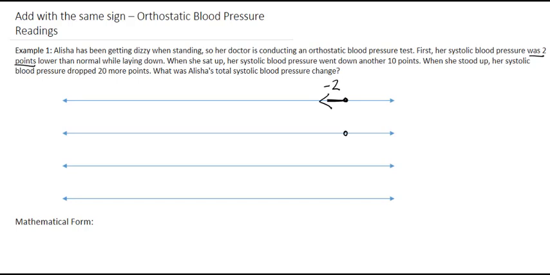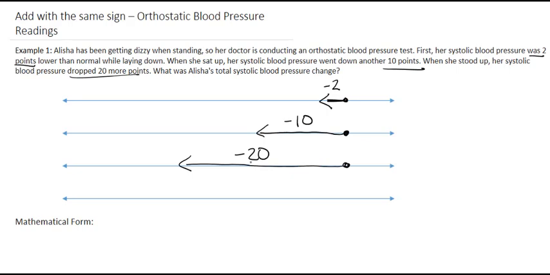Then we have another arrow to represent the 10 points. So we'll start at the same point, but this time we're going to draw a bigger arrow to represent -10. Then we dropped an additional 20 more points. So we'll draw the same point, and we're going to go to the left, 20 points. So this shows -20. And what we're asking is, what is Alicia's total systolic blood pressure change?